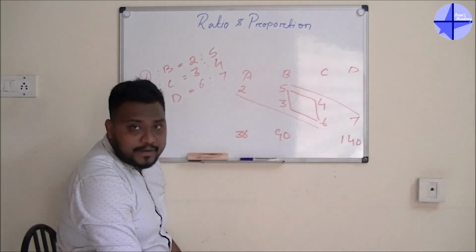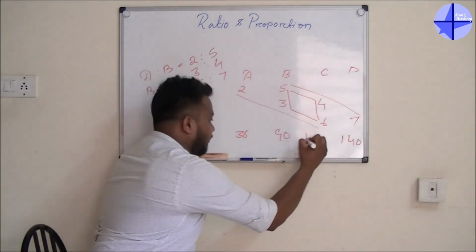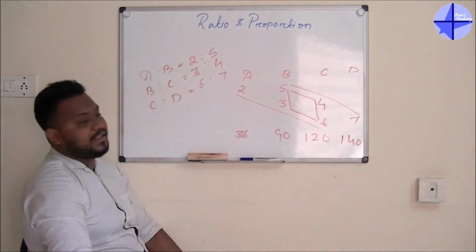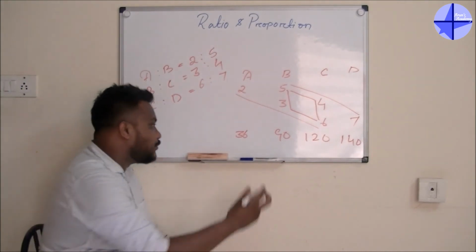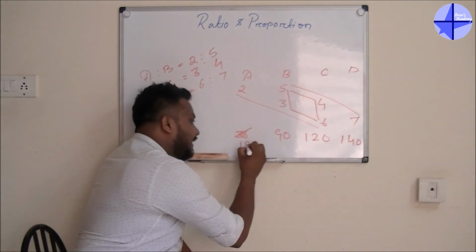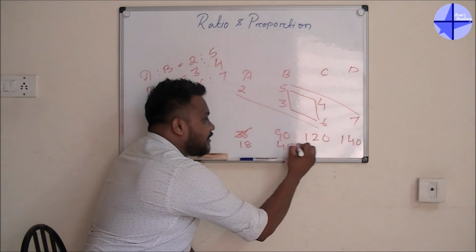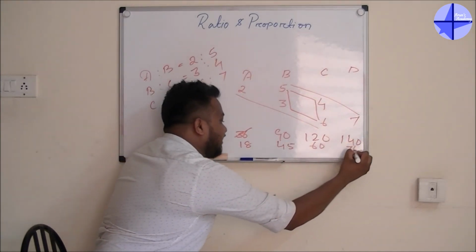5 into 4, 20. 20 into 6, 120. Guys, is there any common thing available? Yes, there are some common things available. The first one is 2. If you go for 2, you will get 18. This one you will get 45. This one you will get 60. This one you will get 70.